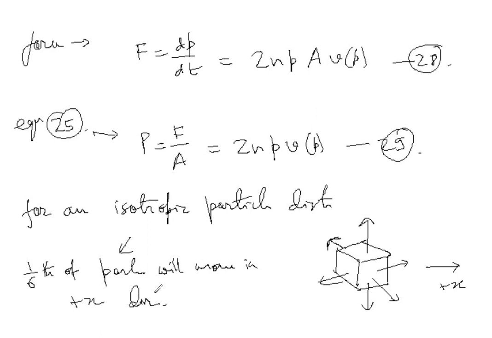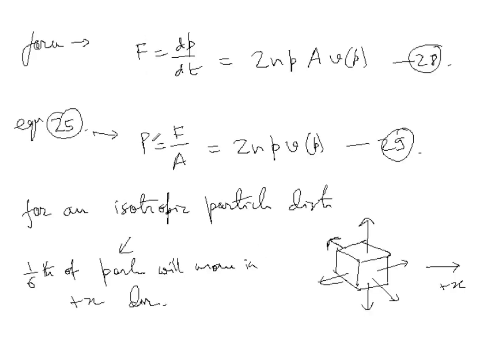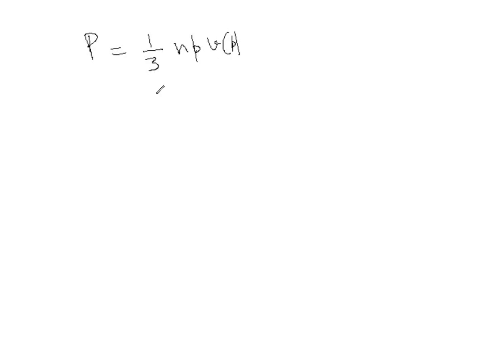Okay, so as a result, you see, we can write P as 1/3 of n_p v_p. How does this 1/3 come? You see, here. So this was the result. I just divided it by 6, 1/6 of it, and as a result I am getting 2 by 6, equal to 1 by 3. Okay, so the last one was 29. So this is equation 30.